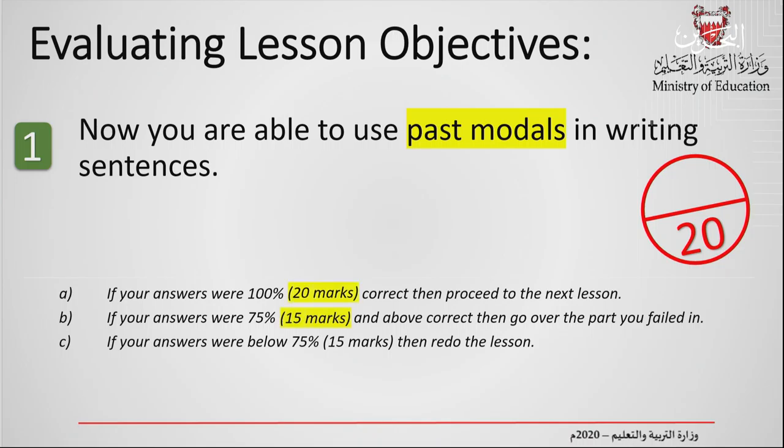If you have 75% and above, that means 15 marks and more, then you can go over the part you failed in and redo it. If you have lower than 75%, that means 15 marks and below, then redo the whole lesson.